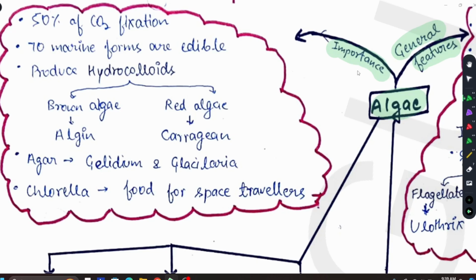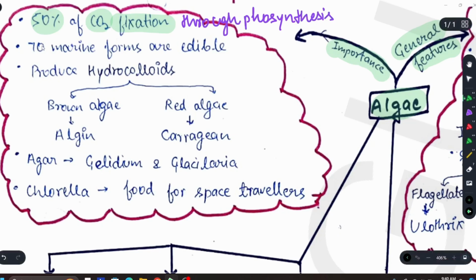So coming to algae, the importance of algae: about 50% of total carbon dioxide fixation is done by algae through photosynthesis. When algae do photosynthesis, it basically fixes carbon dioxide. So here you can also add the words through photosynthesis. Using the photosynthesis process, algae fixes carbon dioxide. This is the first importance. About 70 marine forms of algae are edible. 70 types of algae are there which are edible.